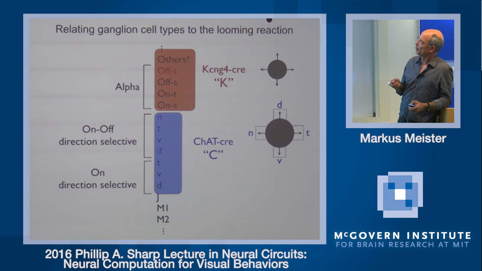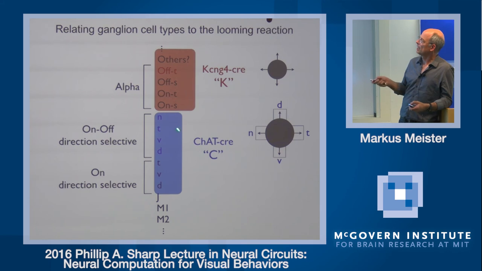But there's an orthogonal ablation we tried in which we removed the neurons that express choline acetyltransferase. These are starburst amacrine cells that, as many of you know, are involved in direction selectivity of retinal ganglion cells. This modification, which I'll call the C ablation, will remove direction selectivity from seven different types of retinal ganglion cell. Now the question is, what are the effects of these two ablations on looming reactions, for example, or on other types of visual behaviors?